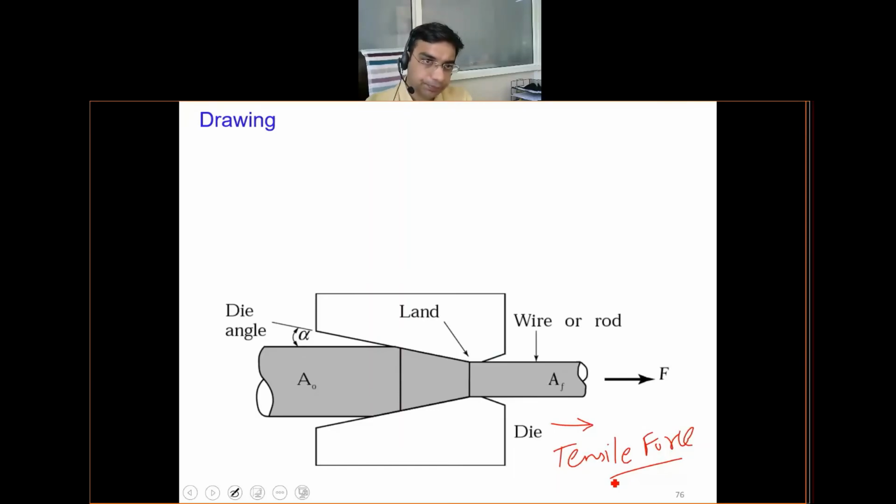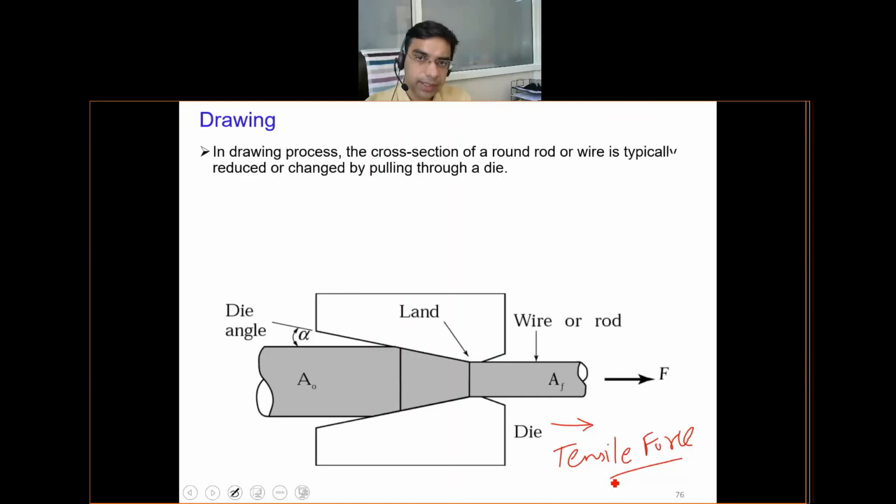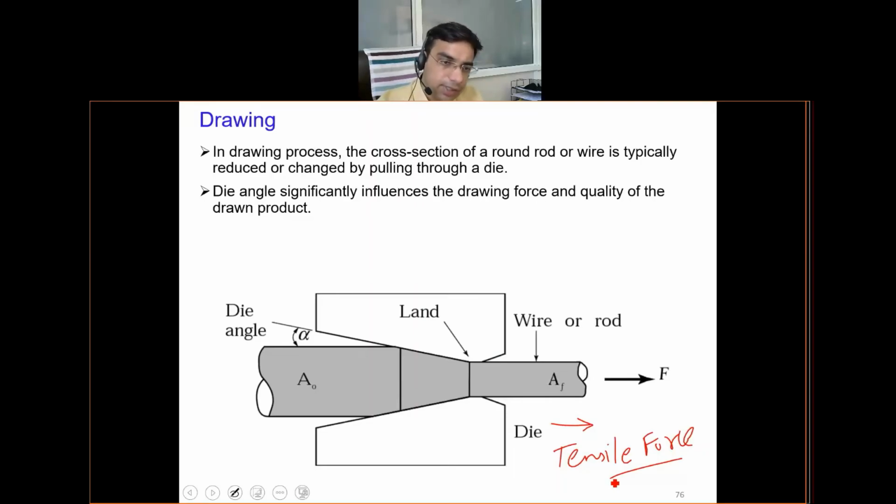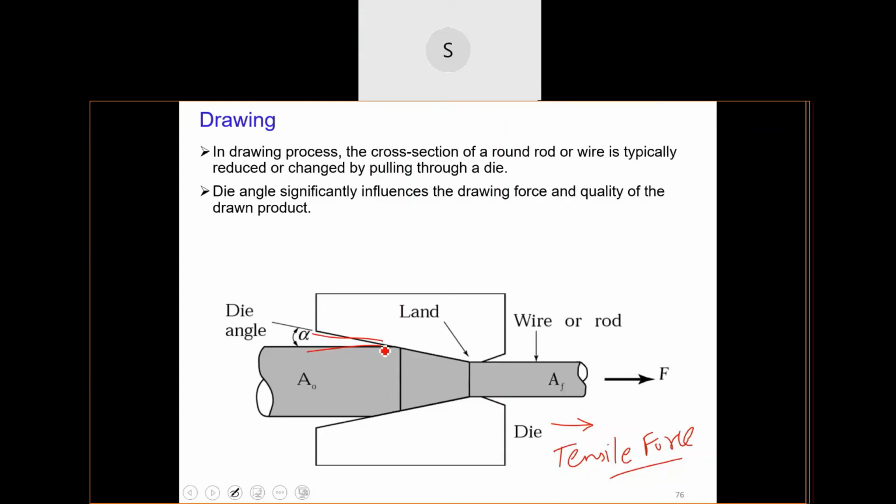So what happens in this case, the cross section area of the workpiece is typically reduced as it is pulled through the die. And the die angle, this is the die angle, is the angle which decides the drawing force, the force applied to draw the workpiece through this die, and the quality of the final product.